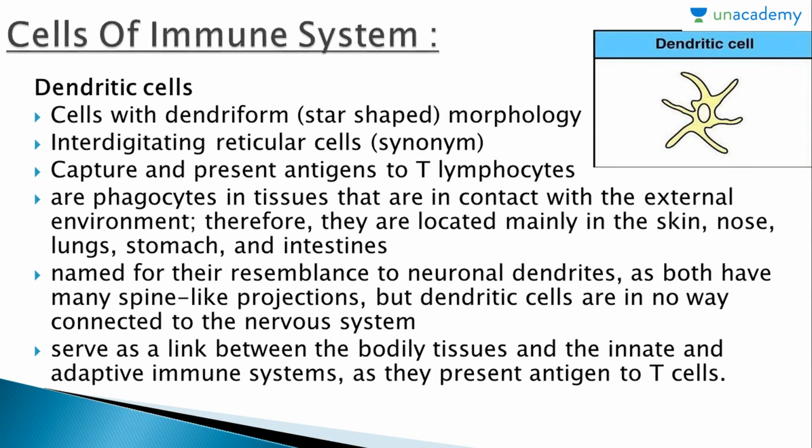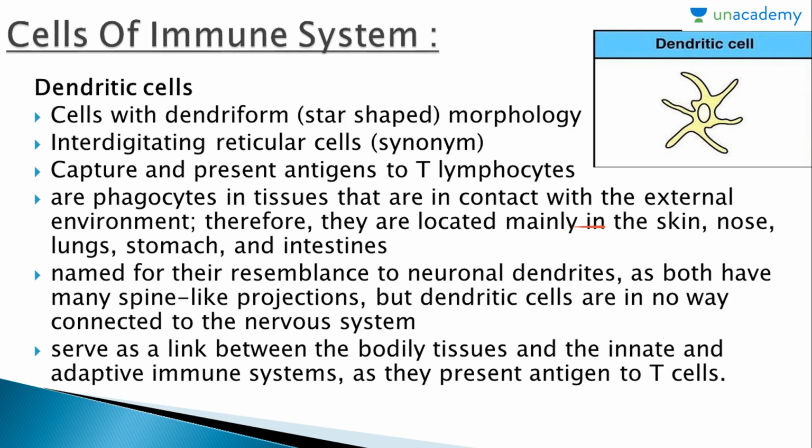Dendritic cells. Okay, they look like this, and cells which form dendriform or star-shaped morphology are called dendritic cells. So they are interdigitating reticular cells. They capture and present antigens to the T lymphocytes. They are phagocytes in tissues and are in contact with the external environment. Therefore they are located mainly in the skin, nose, lungs, stomach, and intestines. These are mostly those organs which are in contact with the outermost environment. Thus the dendritic cells are mostly in contact with the external environment.